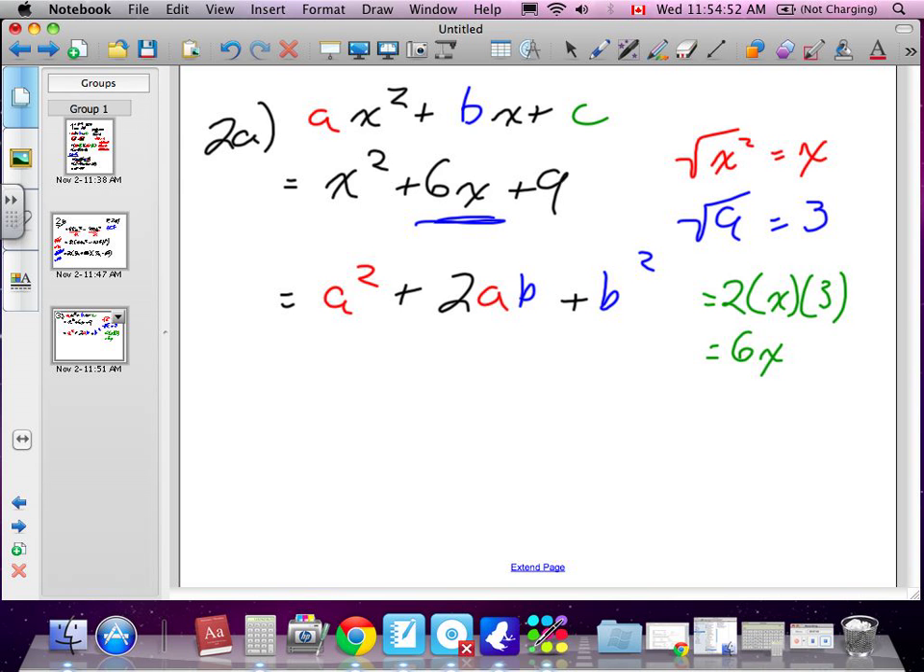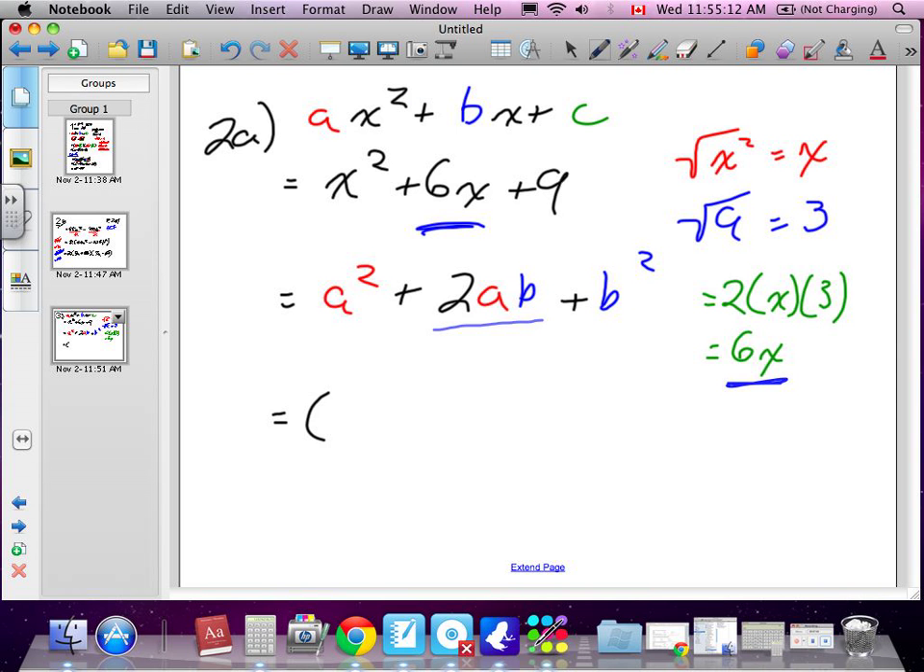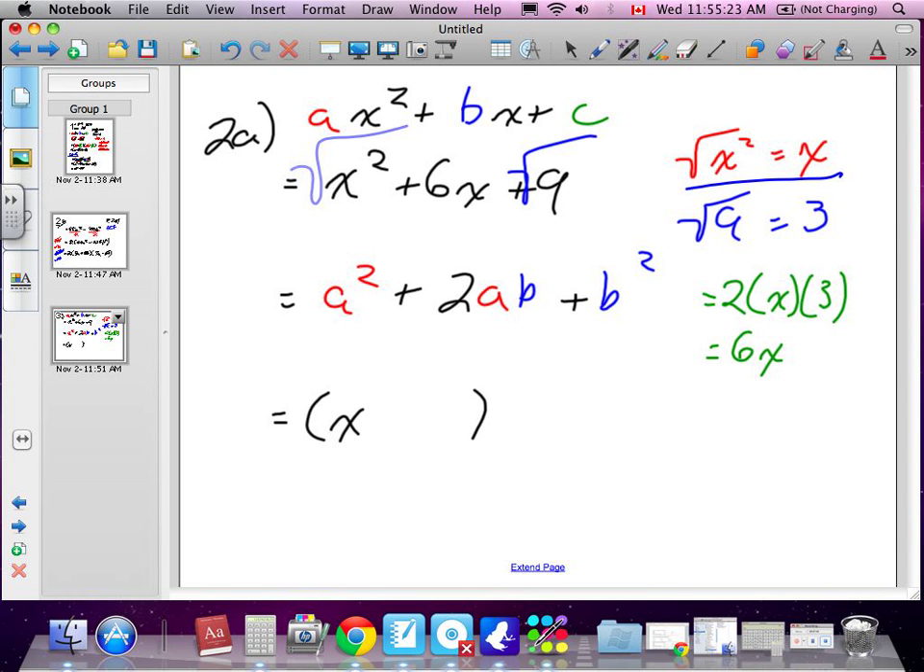I know that the square root of a, which is x, and the square root of b, which is 3, when I take both those numbers and multiply by 2, which is what this says, I end up with 6x, which is this middle term. If that's true, I can factor it like this. Just one bracket. I take the square root of our first term, which we did here, which is x, and the square root of the last term, which is 3, okay?